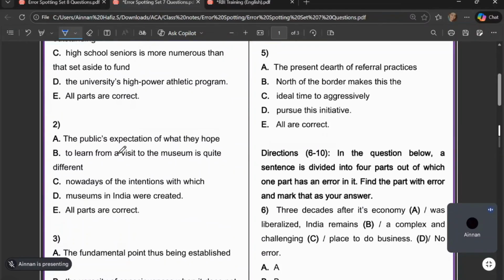The public's expectation of what they hope to learn from a visit to the museum is quite different nowadays of the intentions with which museums in India were created.